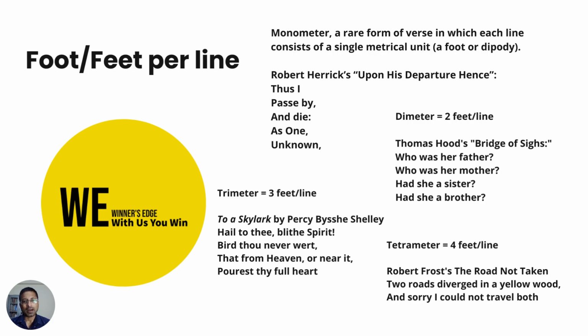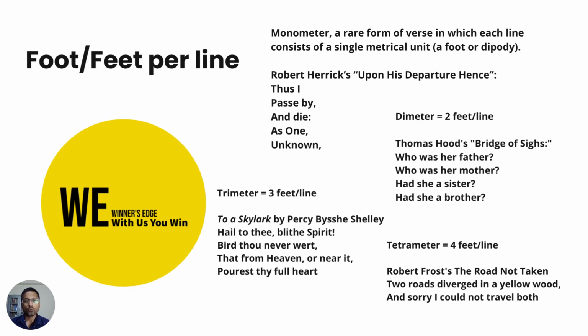Thus I pass by and die is one example. So as you can see, I, by, and die have the stresses, and generally 1 iambic foot per line. Then dimeter, the famous Hood's Bridge of Sighs. Remember: Take her up tenderly. That's how the example is given in M.H. Abrams. I have taken this one specifically to give you a different sample from Abrams.